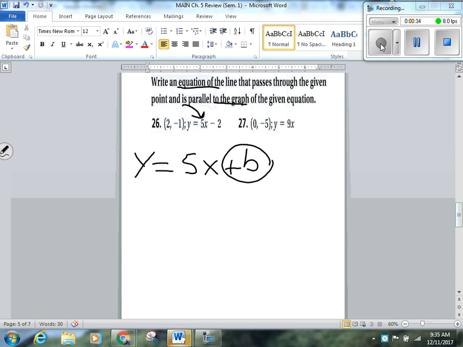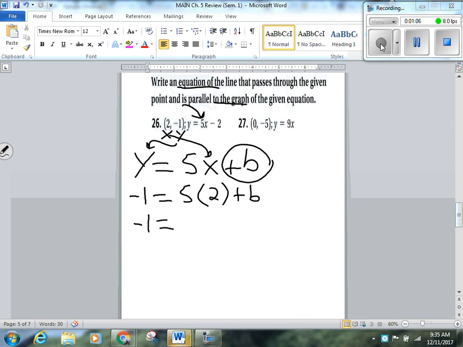I'm going to circle that b because that's what I'm going to come back to. That's what I have to solve and input in that equation. Now I need to find the point that it's going to go through. There's my x, there's my y. I'm going to substitute these numbers into the equation, and then I'm going to solve. In parentheses of the x, I'm going to put 2 plus b. So now I just have to solve the equation to get b by itself.